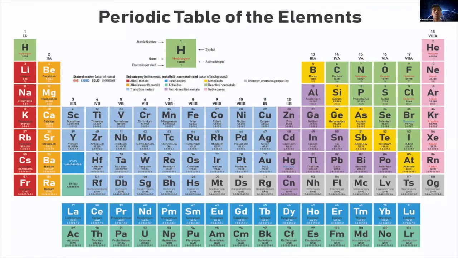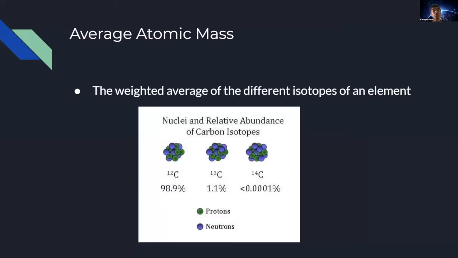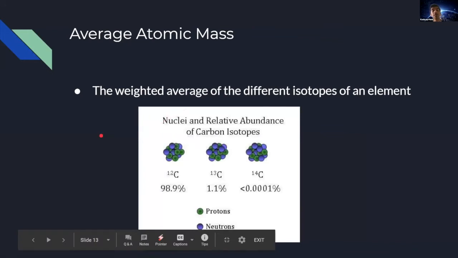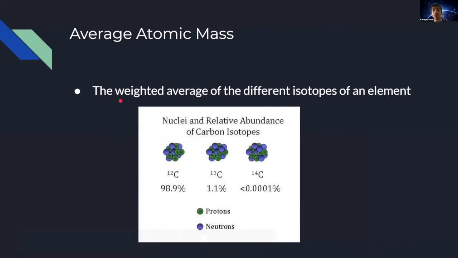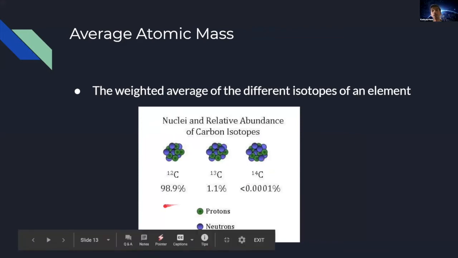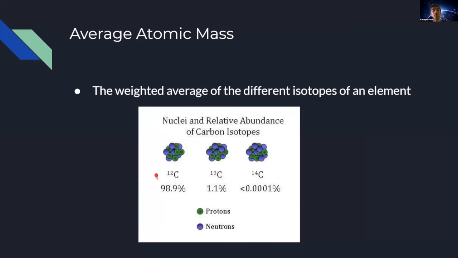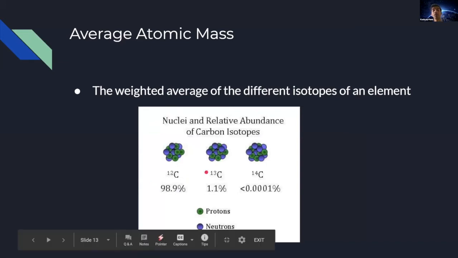So in this image, we see average atomic mass, and the average atomic mass is the weighted average of the different isotopes. So carbon 12 weighs 12 atomic mass units, carbon 13 weighs 13, and carbon 14 weighs 14 atomic mass units. Now, on Earth today, 98.9% or 99% of all carbon is carbon 12, while only 1% is carbon 13 and carbon 14 even less than that.